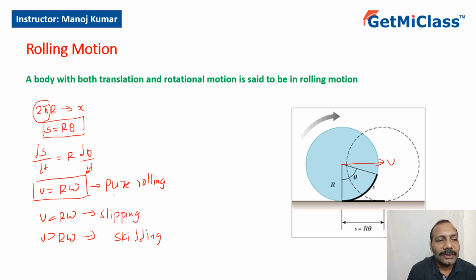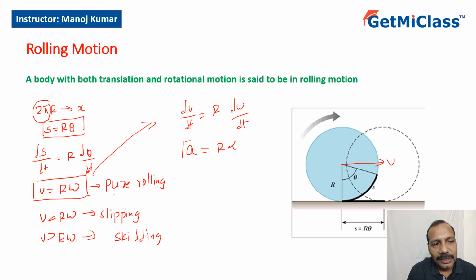Now if I generalize this for acceleration, if I further differentiate it, I'll get dv by dt equal to r into d omega by dt. So I can say dv by dt, the linear acceleration, equals r into alpha, the angular acceleration. So these are the two conditions that I can use for pure rolling: v equal to r omega and a equal to r alpha.